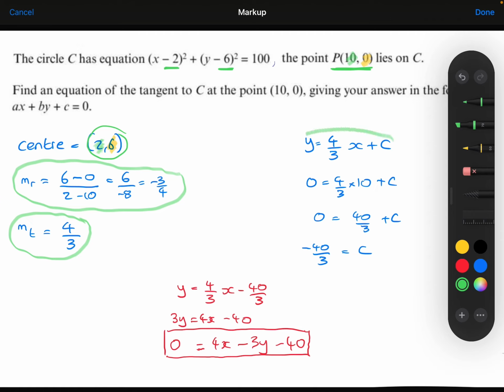I've then done y = mx + c. I know my tangent is going through the point P, so I know that the y coordinate is 0 when the x coordinate is 10. That allowed me to work out that c was -40/3. And so the equation of my tangent was y = 4/3 x - 40/3, which I then just did a little bit of rearranging to get it into the form that the question asked for.